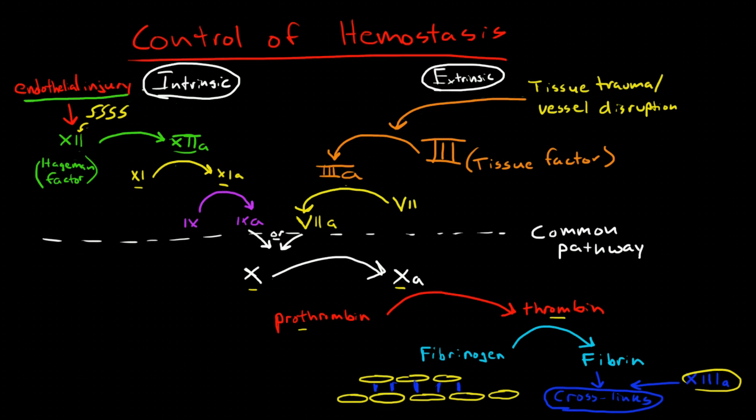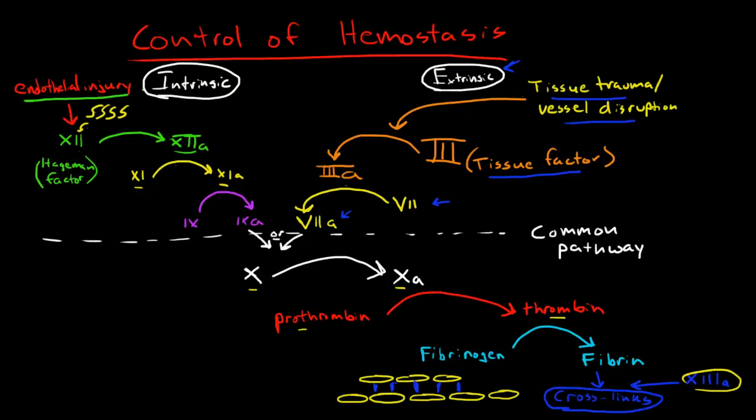Okay, now the extrinsic pathway starts with tissue trauma or vessel disruption or inflammation. Remember, there's three factors that can cause tissue factor to turn into its activated form, factor 3A. That causes factor 7 to turn into its active form, factor 7A. Factor 7A then causes 10 to 10A, prothrombin to thrombin, and fibrinogen to fibrin.